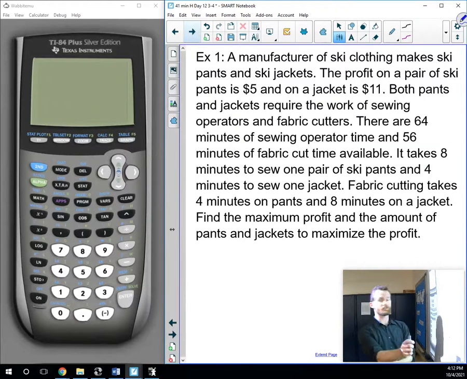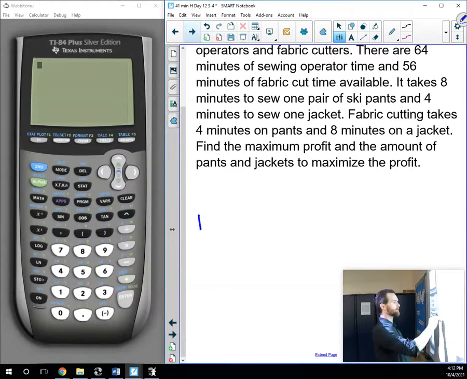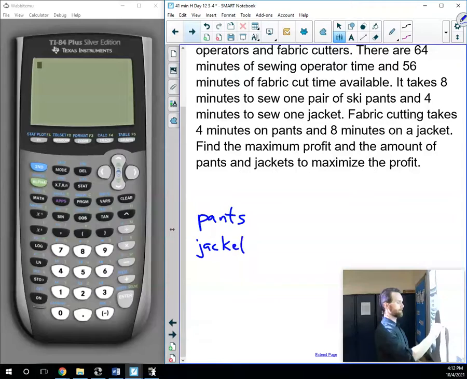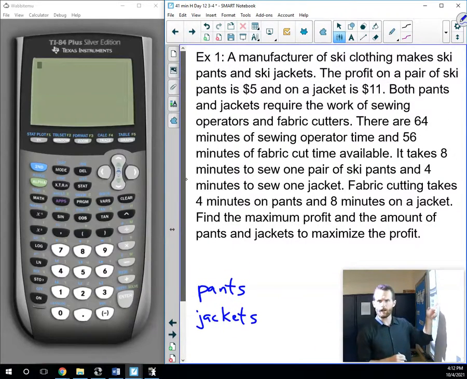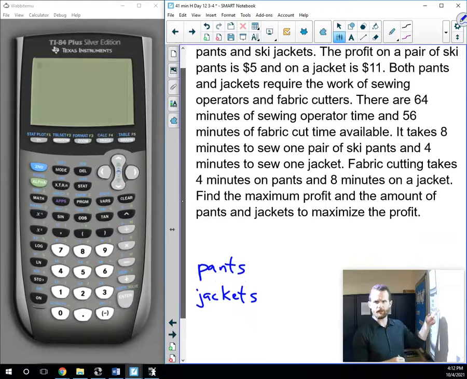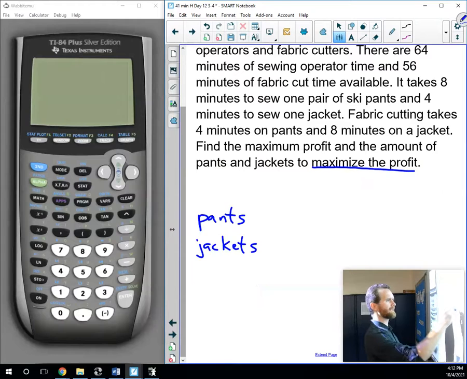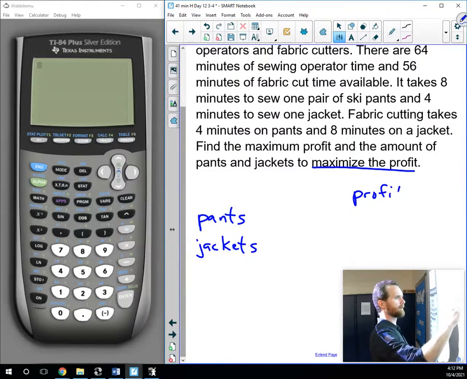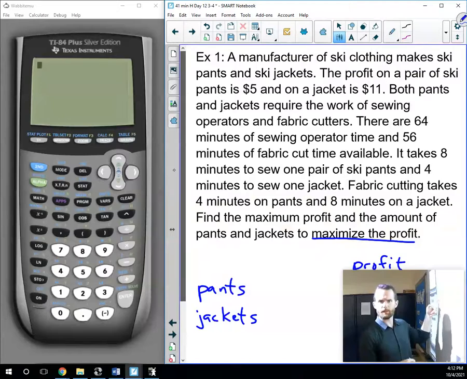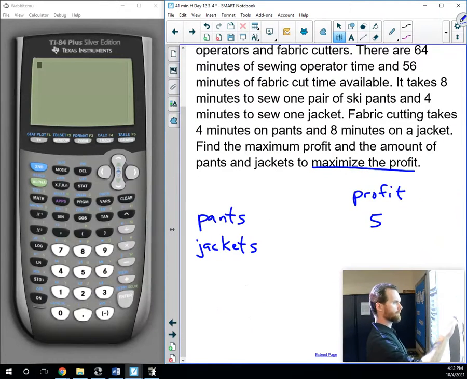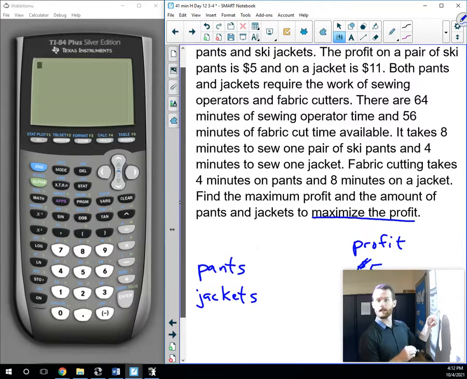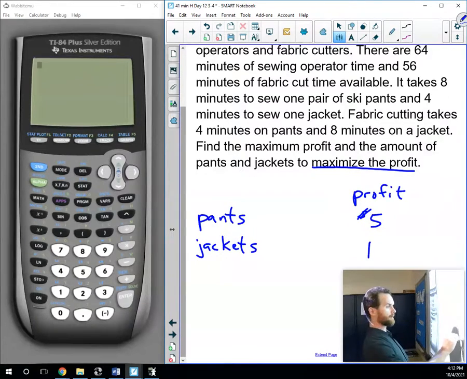So here's example 1. It says a manufacturer of ski clothing makes ski pants and ski jackets. Okay, so it looks like we're comparing pants and jackets. So I'm going to start making my table as I read. We got pants and jackets. The profit on a pair of ski pants is $5. Now, profit's probably what we're maximizing. Yeah, we're going to maximize profit, so I'm going to put profit at the end of this table. The profit on a pair of ski pants is $5, and the jacket is $11.